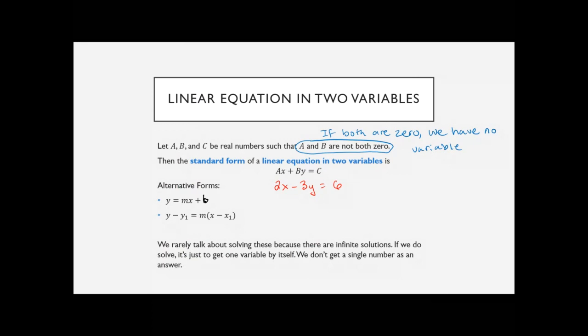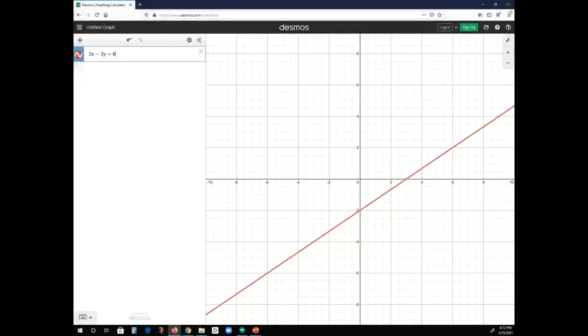So let's look at these alternative forms, like the y equals mx plus b. A graph in this form would look like y equals 1/2 x minus 1. So that is something that is still a linear equation. It's just in this different form. So I can go back to my graphing calculator and graph that.